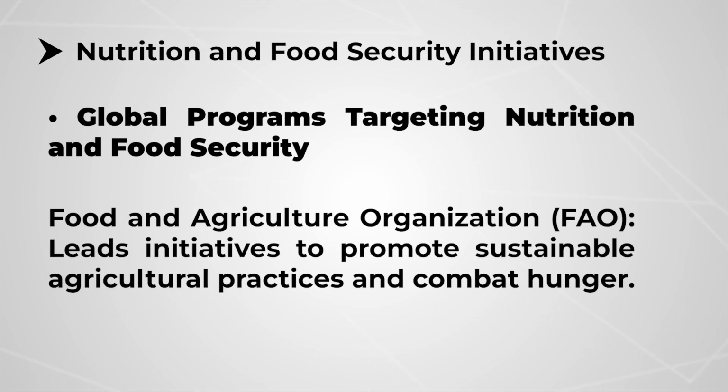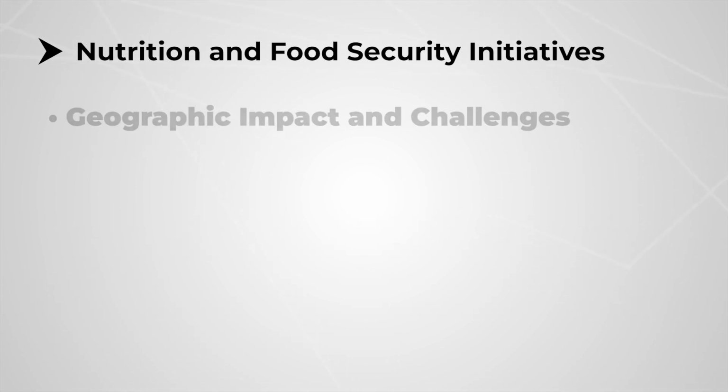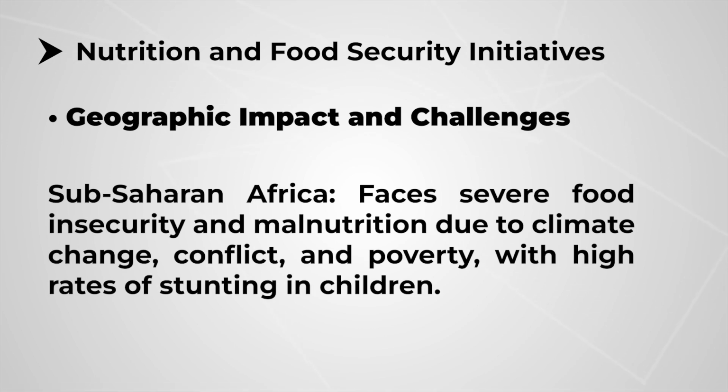For example, the Food and Agriculture Organization, FAO, leads initiatives to promote sustainable agriculture practices and combat hunger. Also, we have UNICEF, for example, whose nutrition programs address malnutrition through maternal and child nutrition interventions, including micronutrients and supplementation and also breastfeeding promotion. Then, on geographical impact and challenges, for example, sub-Saharan Africa faces severe food insecurity and malnutrition due to climate change, conflict and poverty, with high rates of stunting in children.